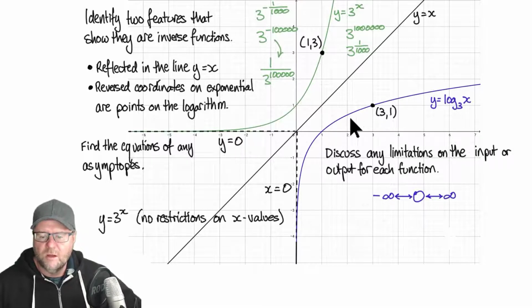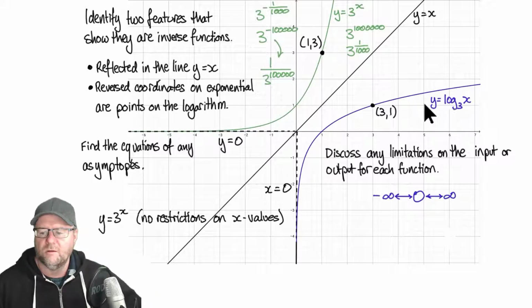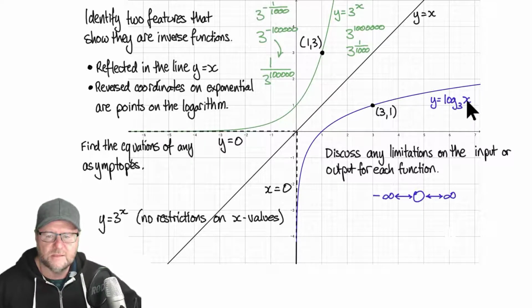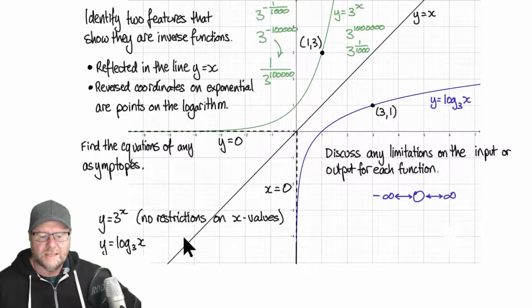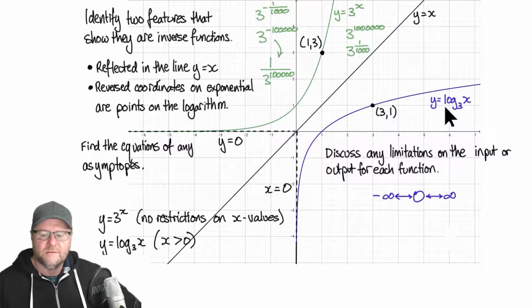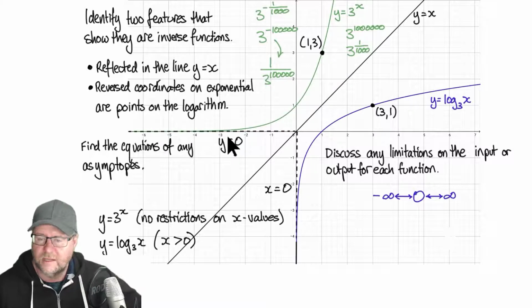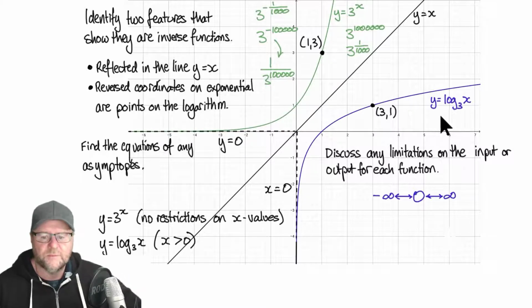But for my logarithmic function, I've got an asymptote that comes down here, which means for this logarithmic function, log base 3 of x, I can only put in positive x values. These negatives just don't exist. I can't have a negative log. So my x value has to be greater than 0 for this logarithmic function. So there is a restriction on the input. These negative x values don't fit in. They won't work for this logarithmic function because I can't have a negative log.